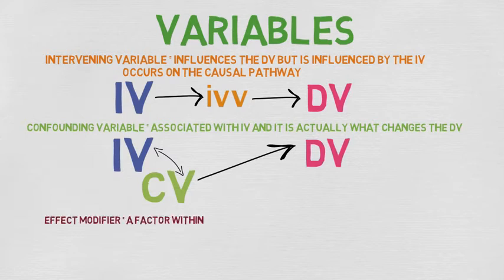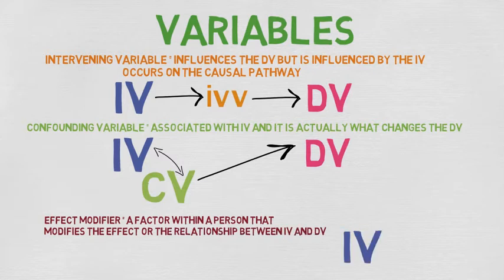Finally, there's an effect modifier. An effect modifier is a factor within a person that modifies the effect or relationship between the independent and the dependent variable. All of these will become more clear when we talk about examples in class.